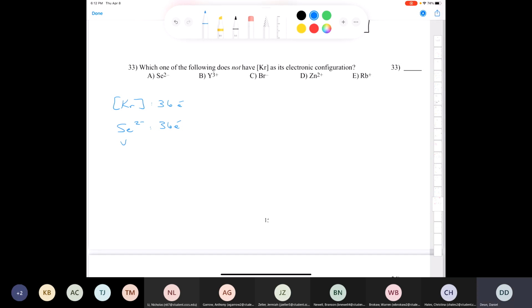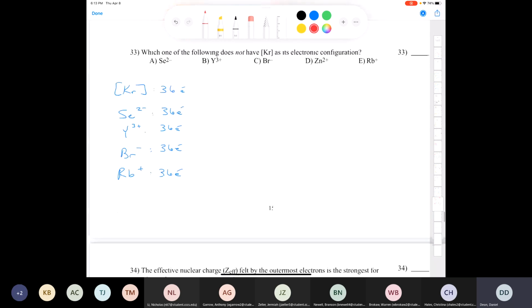The next one is ytterbium with a 3+ charge. Ytterbium is element number 39. If you take 39 and you subtract 3, what do you get? You get 36 electrons. The next one is bromide. Bromine is element number 35. If it gains 1 electron from the negative charge, it has 36 electrons. If we look at rubidium with a +1 charge, rubidium is element number 37. If it loses 1 electron, it will have 36 electrons.